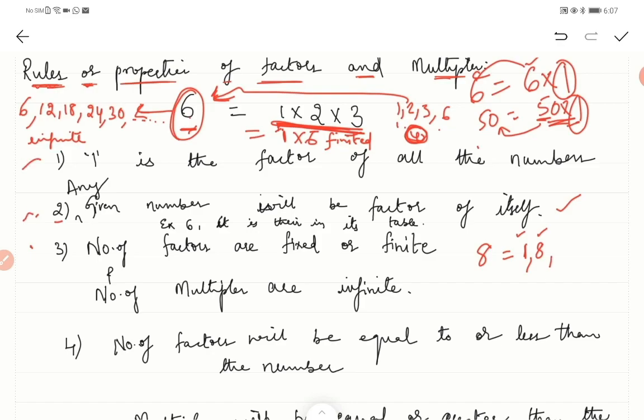And next, it comes under which table? 2 table you have, isn't it? 3 table you don't have 8. 4 table, yes, you have. Then 5 table, no. 6 table, no. 7, no. 8, yes. So how many factors do you have? 1, 2, 3, 4. The factors will be equal to or less than the number. So we have 4 factors, which is less than the number. The number is 8, and 4 is less than 8, isn't it?